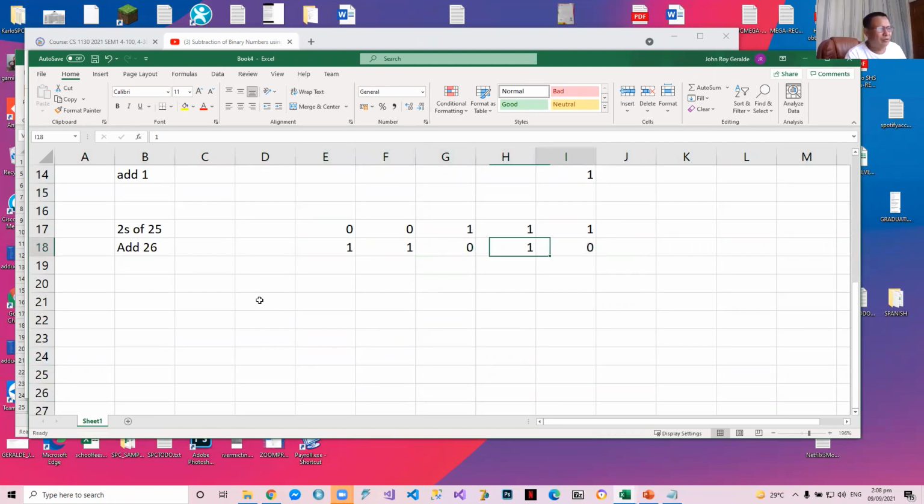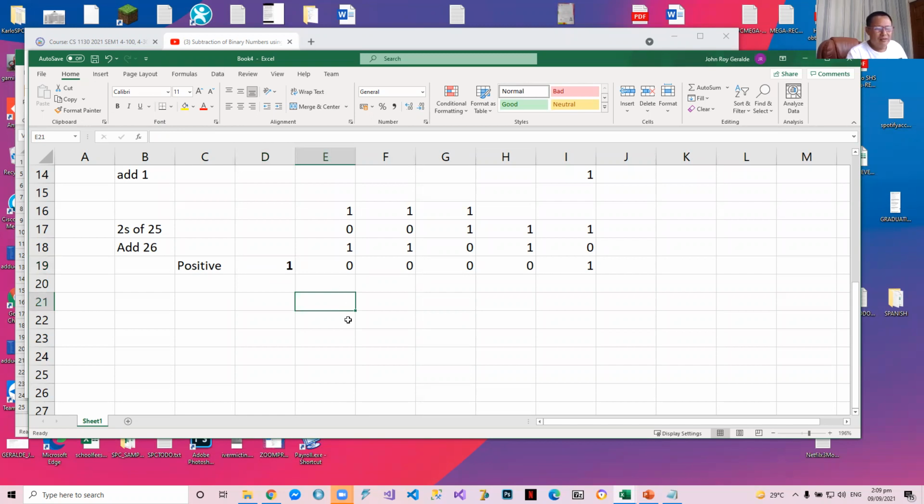Okay? So, what is 1 plus 0? 1. Okay? 1 plus 0 is 1. 1 plus 1? 0. Carry 1. 1 plus 1 plus 0, that's also a 0. Carry 1. 1 plus 0 plus 1, that's another 1. And that's another 0, by the way. Carry 1. 1 plus 0 plus 1 is a 0. The last carry is a 1. We will disregard this. If the last carry is a 1, it's an indicator that the result is positive. Do you follow? Disregard natin ito.